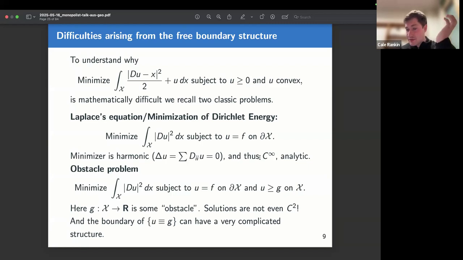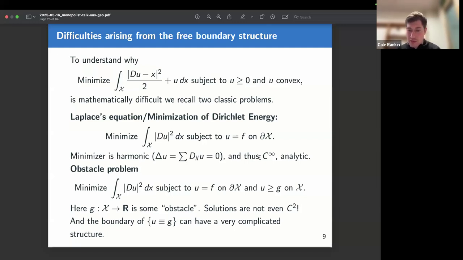Minimizers of the Dirichlet energy are harmonic functions. That means they're C infinity, they're analytic. As far as regularity theory is concerned, they're as well behaved as we could possibly hope. But if I modify my minimization problem with one small change, I'm going to obtain something far more poorly behaved. So I'm talking about the obstacle problem. The obstacle problem is as follows. Minimize the integral of du squared, the exact same integrand, subject to u equals f on the boundary, the exact same boundary condition, with one additional condition: u is greater than or equal to some other function g, i.e. my function u lies above an obstacle, and that obstacle is g.